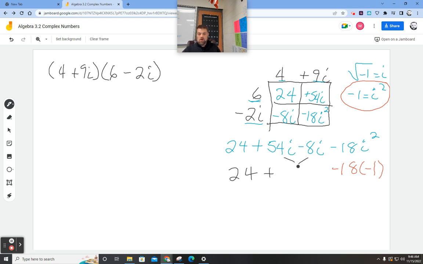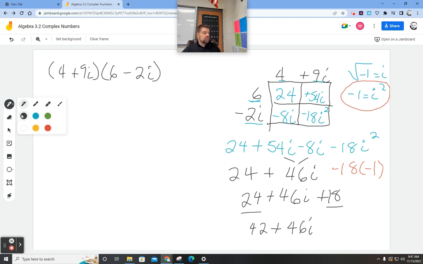So what's 54 minus 18? Or 8, I'm sorry. Isn't that 46i? What's negative 18 times negative 1? Just positive 18, right? What's 18 plus 24? 42 plus 46i.